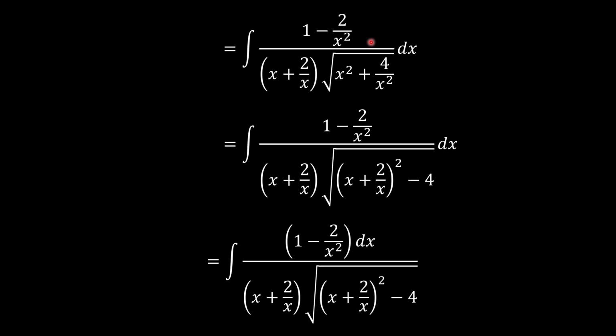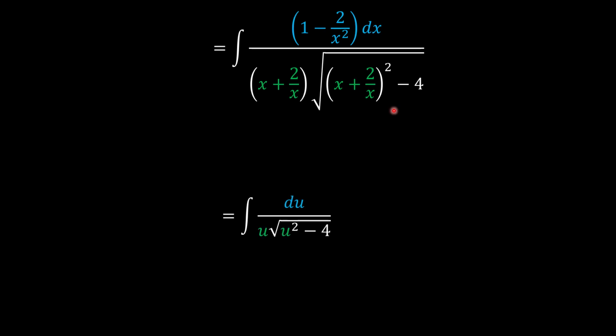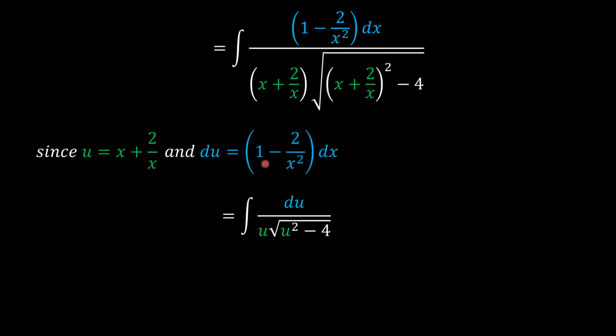we can, maybe to make it a little bit more explicit, do some color coding and do the substitution. (1 minus 2 over x squared) dx is du. x plus 2 over x is going to be u, which is in green. And so as you can see, we have put du and u in green. This is because we said u was the same as x plus 2 over x and du equals (1 minus 2 over x squared) dx.